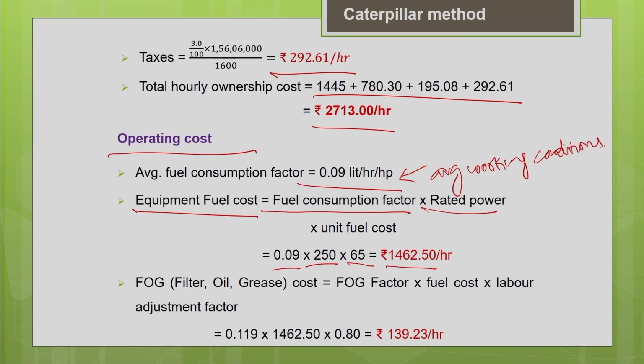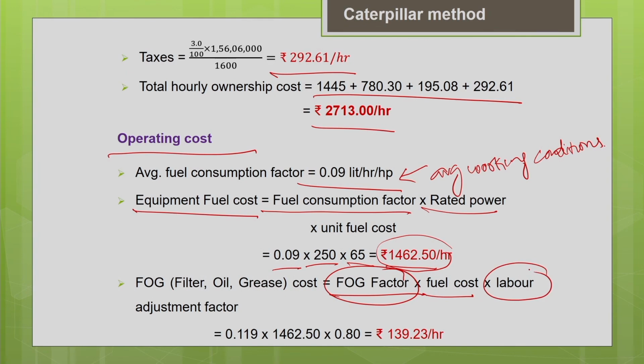Similarly, filter, oil, grease. Here I have given you the FOG factor. So the FOG factor is calculated as a percentage of your fuel cost. The FOG factor for different types of machines is available in the equipment handbook for different operating conditions. You can take it directly and multiply by the fuel cost. Your fuel cost is 1,462.5.